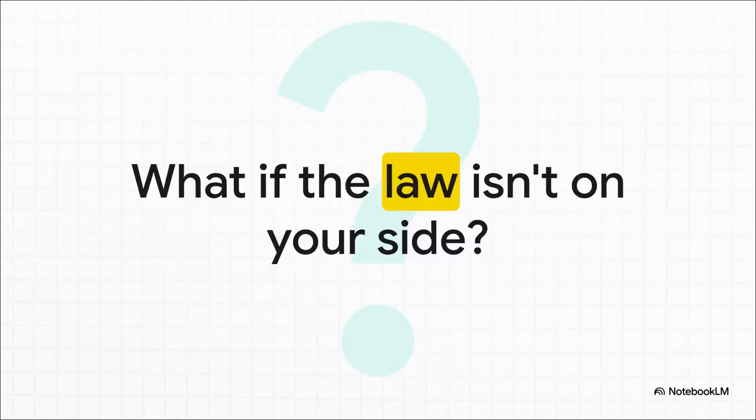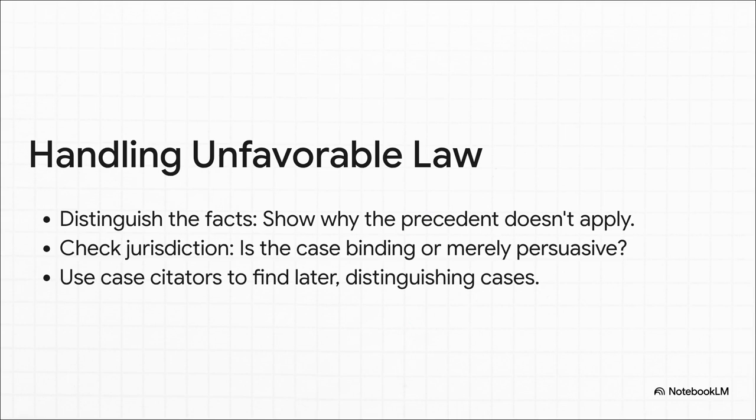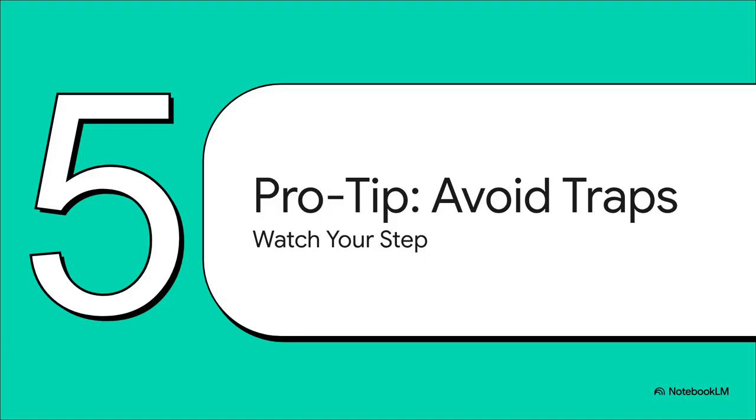So you're building your argument and there it is. You find the perfect case for the other side. Your heart just sinks. But listen, finding unfavorable law isn't the end of the world. In fact, it's an opportunity for you to show some real skill. Whatever you do, don't just ignore it. Confront it head on. First, you try to distinguish it on the facts. You show the judge exactly why the facts in that case are different from yours, so the result should be different. Second, check the jurisdiction. Is that case even binding on your court, or is it just persuasive? And finally, use a case citer. It's an amazing tool that can show you if a later case has maybe criticized or even totally overturned that problem case.